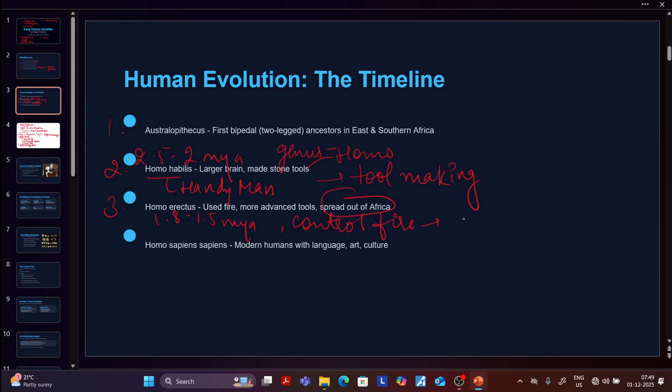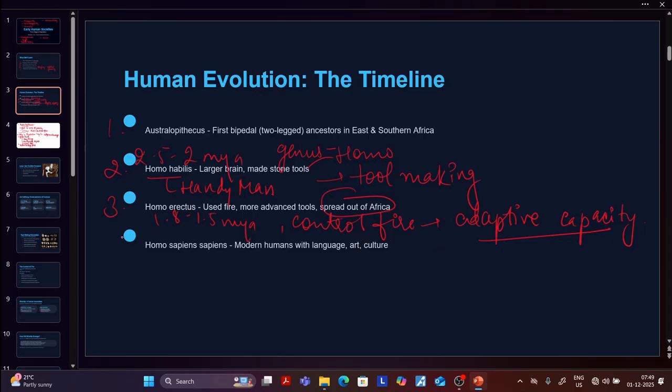Fire is allowing us what? An adaptive capacity. Our ancestors, Homo erectus, are moving into new land which is cold and full of predators. Fire is providing protection from all these elements.